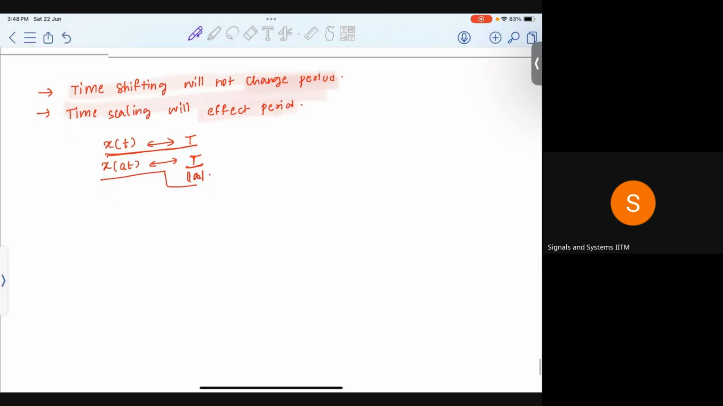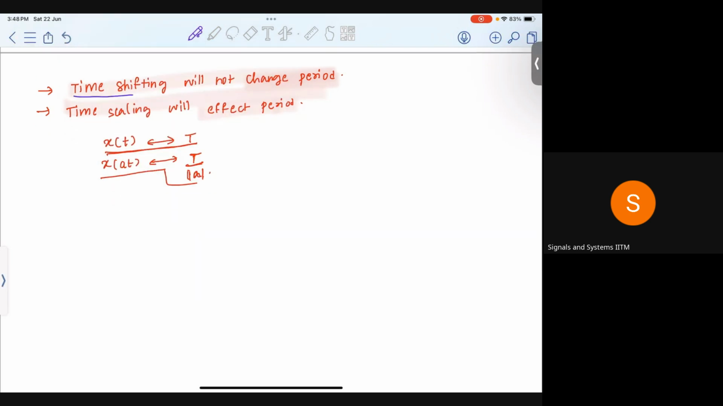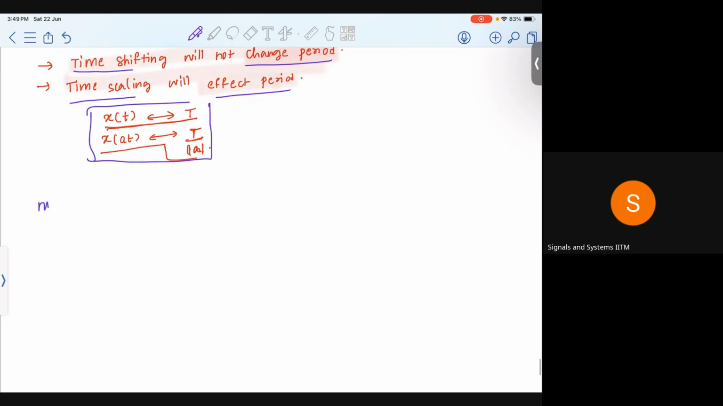So time shifting will not change the period. Time scaling will affect the period, and the effect is like this. Is this okay? Go to the next part. And the next part is manipulation of the signal.